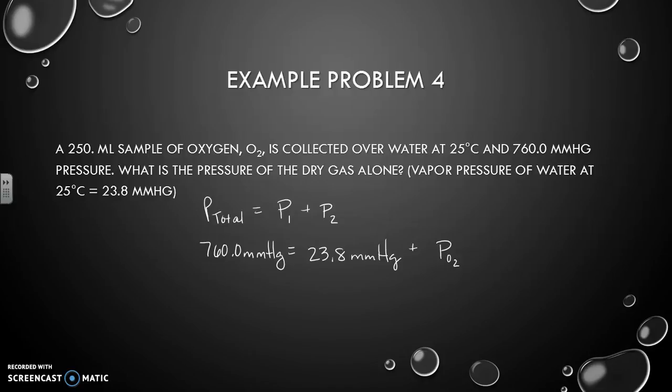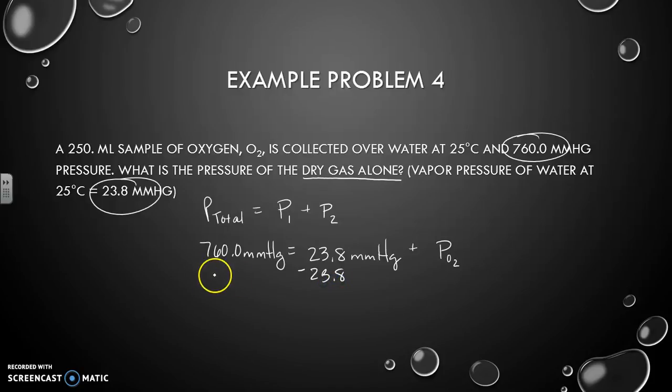I said, hey guys, this is the total pressure of the system. We know that this is the pressure of the water vapor, and they want to know the pressure of the dry gas alone, so just the oxygen gas. So how do we figure that out? Well, we set it up in Dalton's partial pressure law, where the total pressure of the system is equal to the pressure of the first gas plus the pressure of the second gas plus and so on. To solve for the pressure of oxygen, all we have to do is subtract.